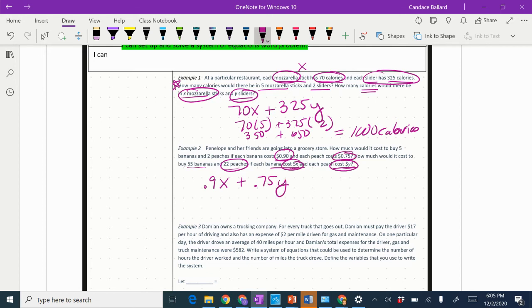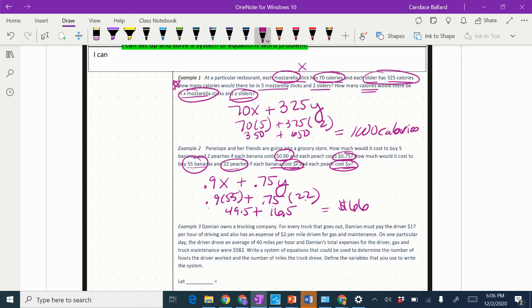Then we're going to plug in the number of peaches and the number of bananas. So 0.9 times 55 bananas plus 0.75 times 22 peaches. And then when we multiply 0.9 times 55, we should get 49.5. We multiply 0.75 times 22, we would get 16.5. And then when we add that up, we should get a total of $66.